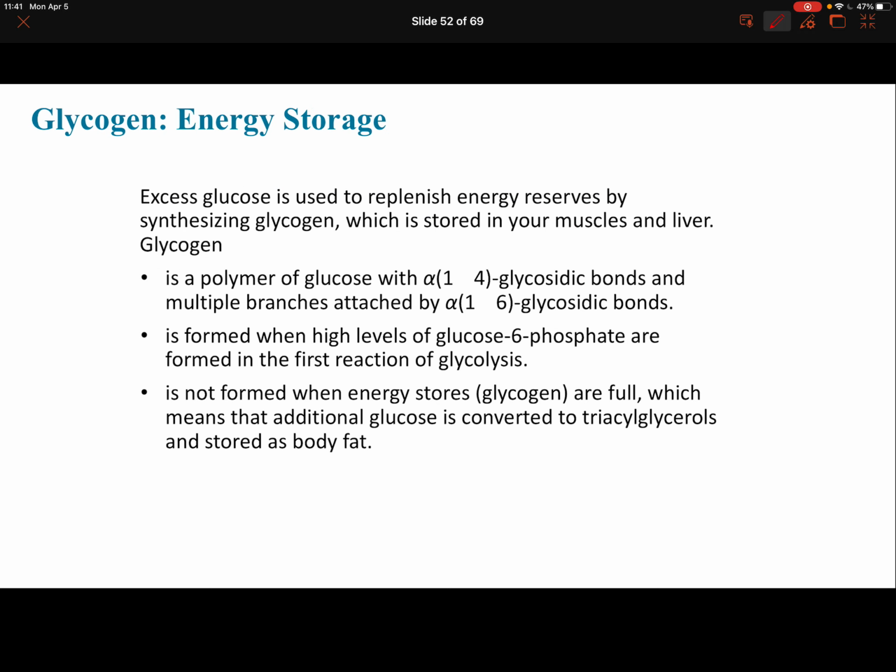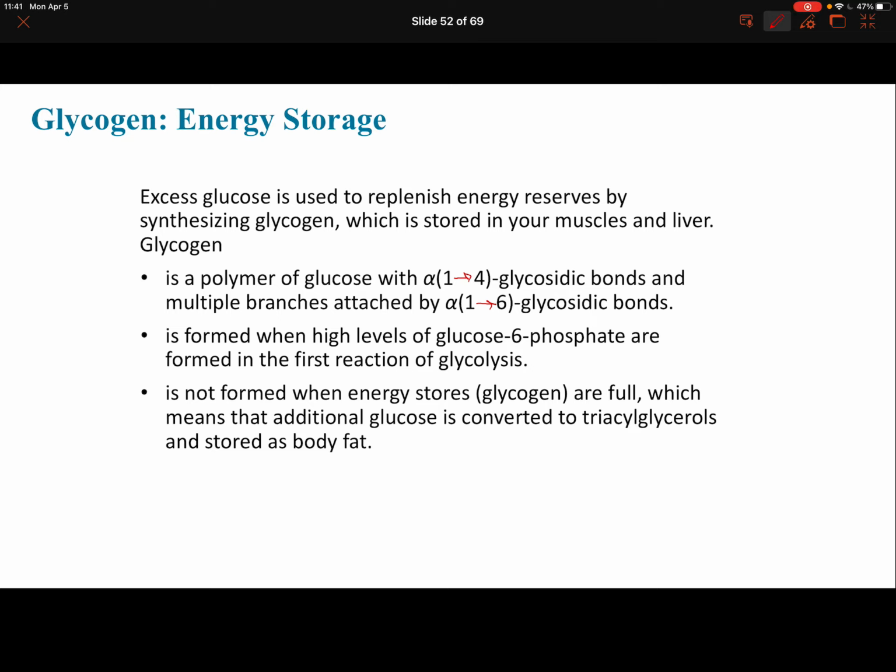But essentially, if you have more glucose than you need to be putting into glycolysis, you can store it. So the excess glucose gets stored as glycogen, and it gets synthesized by your muscles and your liver. They store it. There's enzymes involved. We'll look at those.